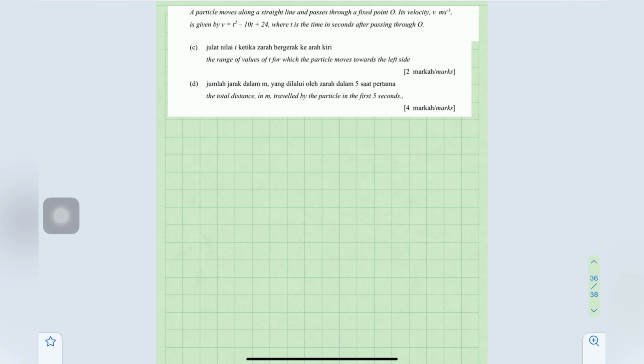Okay, C, find the range of values of T for which the particle moves towards the left side. Okay, so yang C ni perkataan dia move left. Okay, so move left V less than 0. V is T squared minus 10T plus 24 less than 0.